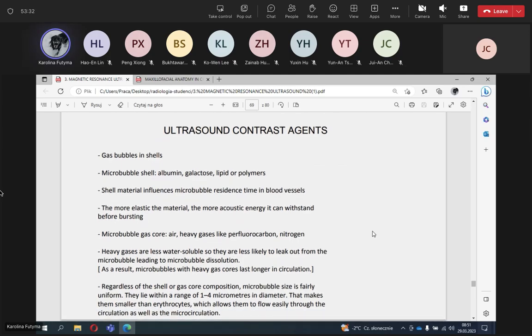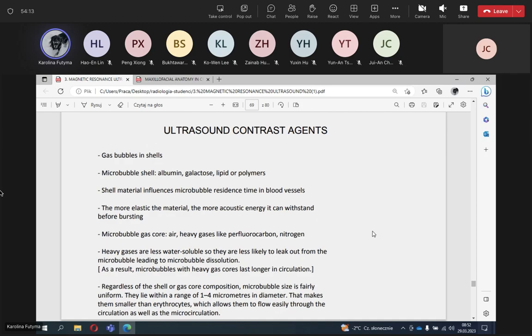Okay, what contrast media or contrast agents can we use in ultrasound? In most ultrasound examinations, only gas bubbles will be needed. So gas bubbles and shells can be, of course, contrast agents. Then microbubble shells like albumin, galactose, lipid, or polymers. Shell materials influence microbubble residence time in blood vessels. The more elastic the material, the more acoustic energy it can withstand before bursting.